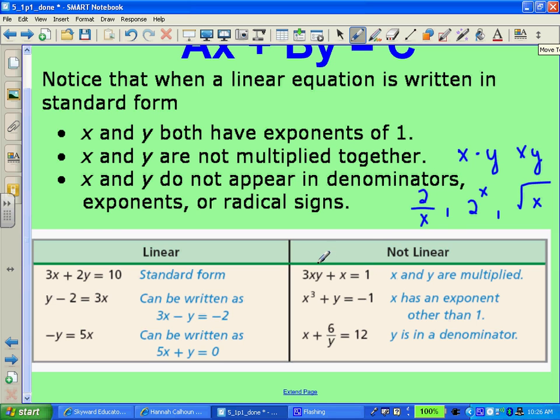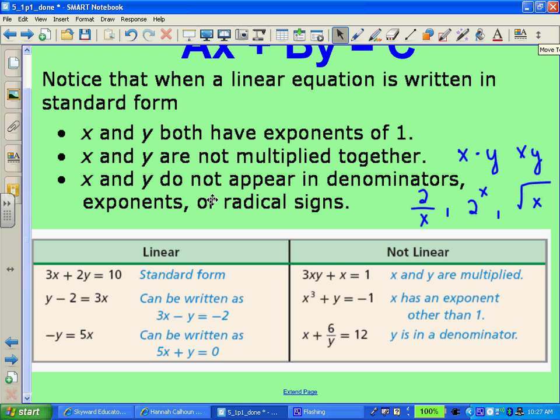Now if we look over here at the right side, in the first one you see we have x times y. So we know right away, not linear, because x and y are multiplied. Then we see an x cubed. Right away, not linear, because x has an exponent that's not 1. Third one, x plus 6 over y. Right away we know not linear, because y is in the denominator.